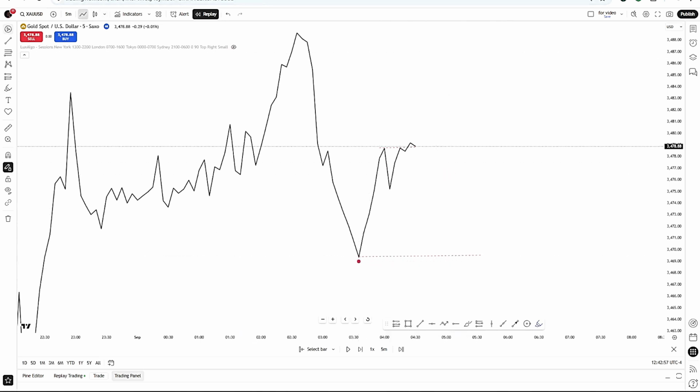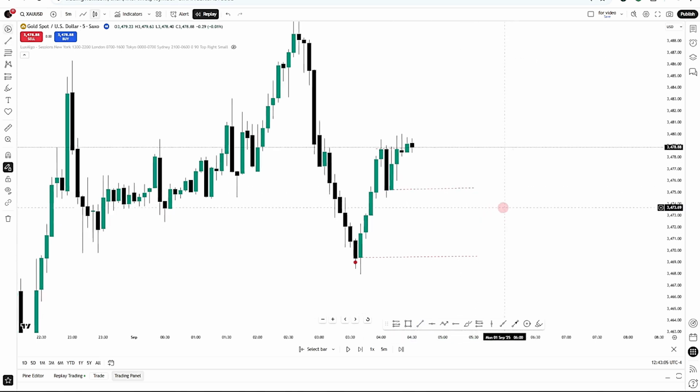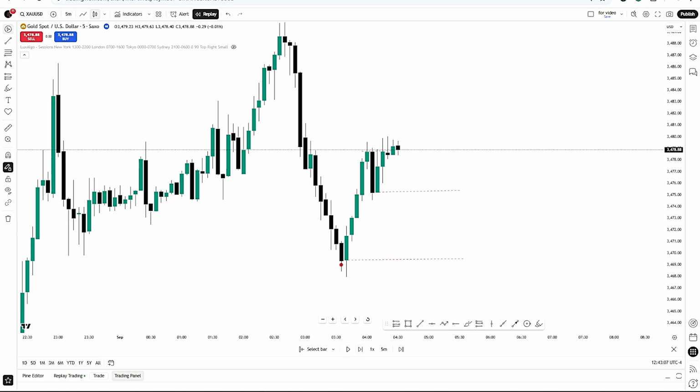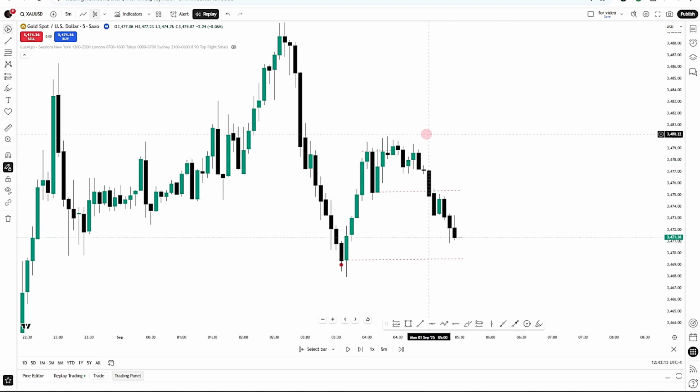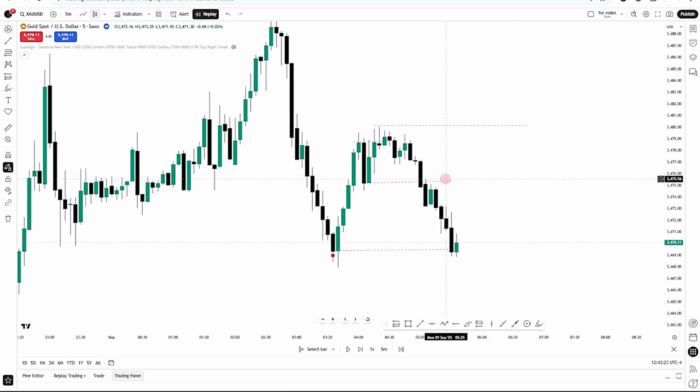So let's see what will happen if we have a market structure shift. Having a market structure shift is price taking this low out. So let's see what will happen. You can see we have confirmed this what? We have confirmed this high as well. So this is our high. Our 2 points of interest have been confirmed.